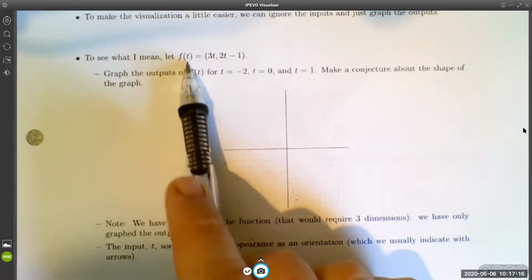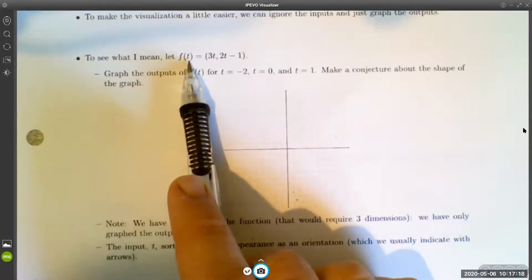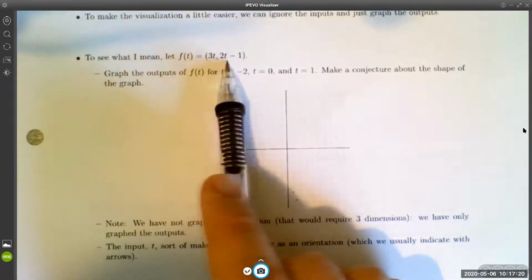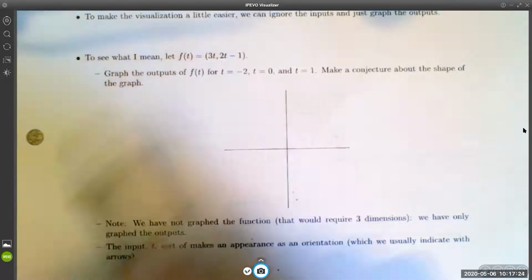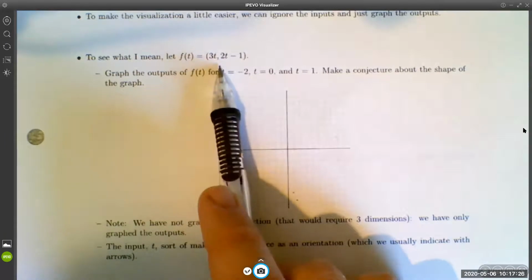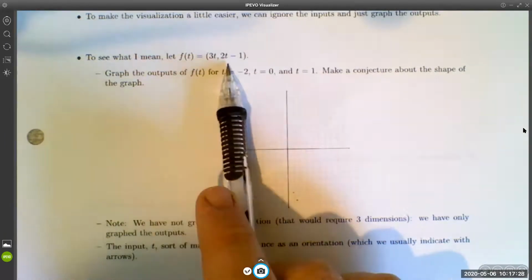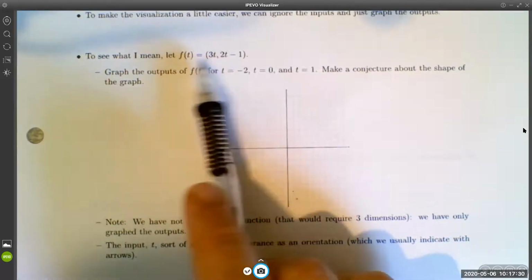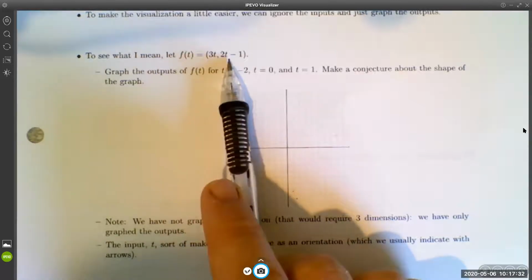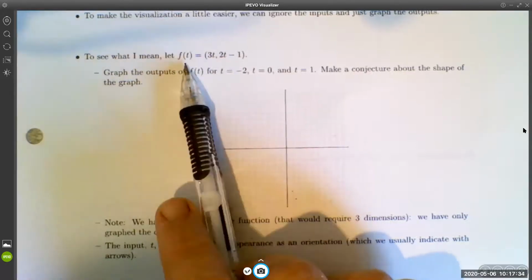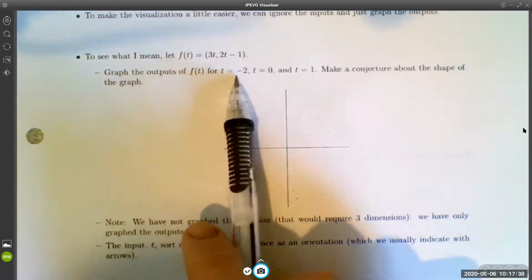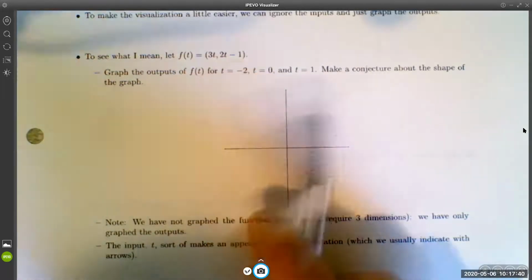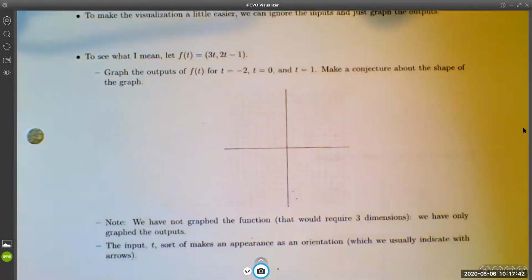To see what I mean, let's say that you have this function f that takes a one-dimensional input t and maps it to a 2-dimensional ordered pair, 3t and 2t minus 1. So this gives you a set of ordered pairs. Now, in order to fully graph this function, you would need 3 dimensions, 1 for the input and 2 for the outputs. But we're going to ignore the input and just graph the outputs. It says graph the outputs for t equals -2, t equals 0, and t equals 1, and then make a conjecture about the shape of the graph.